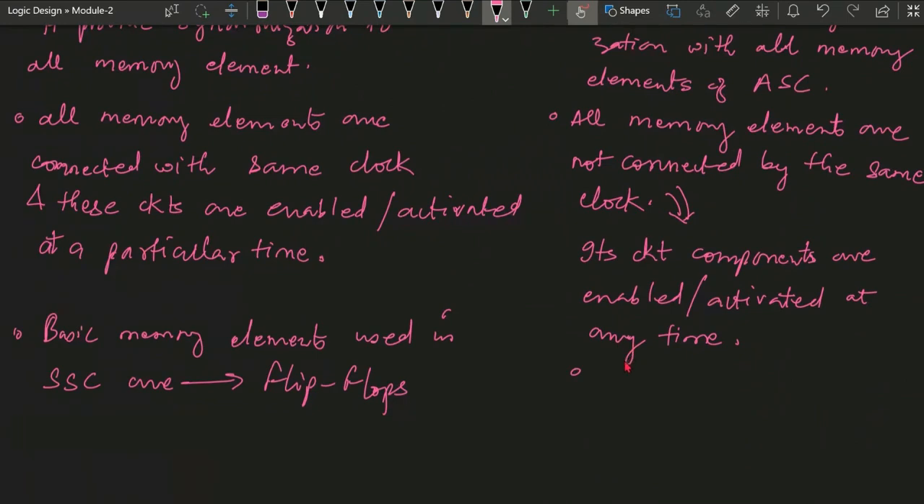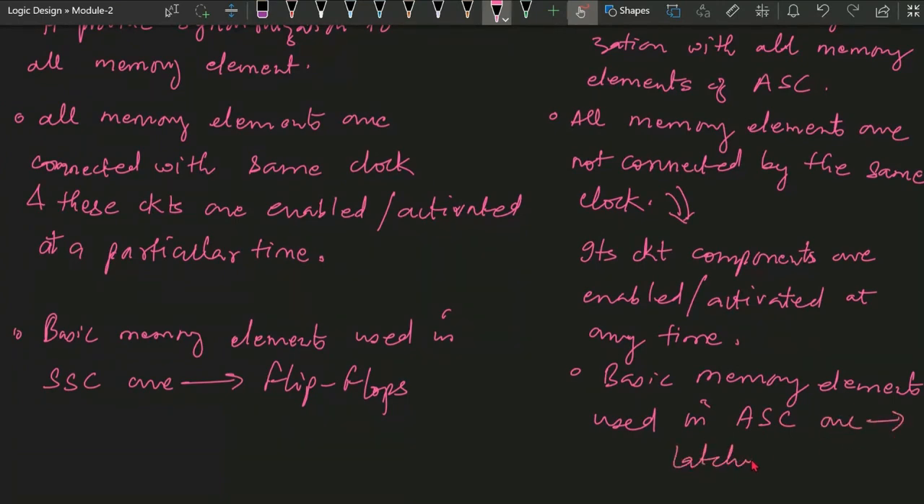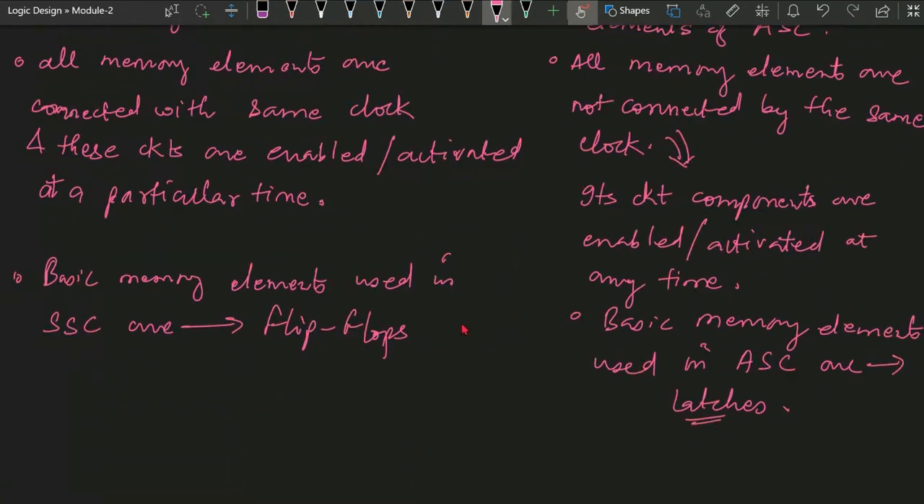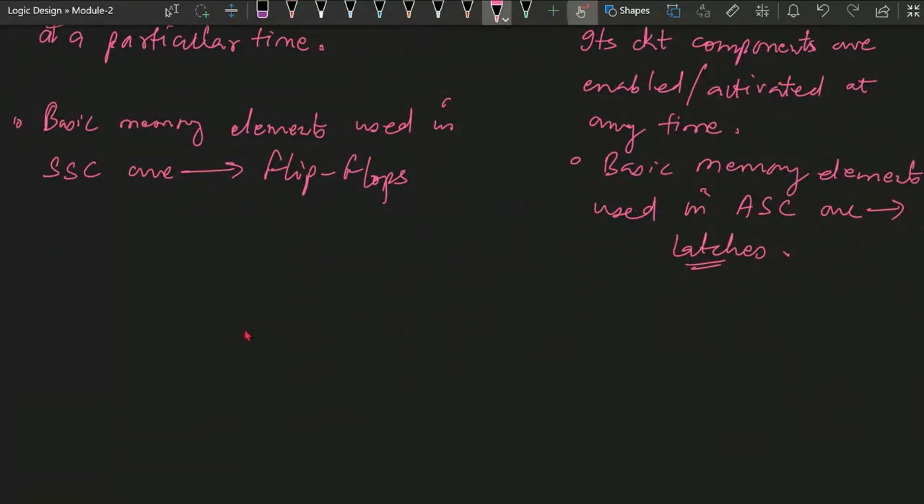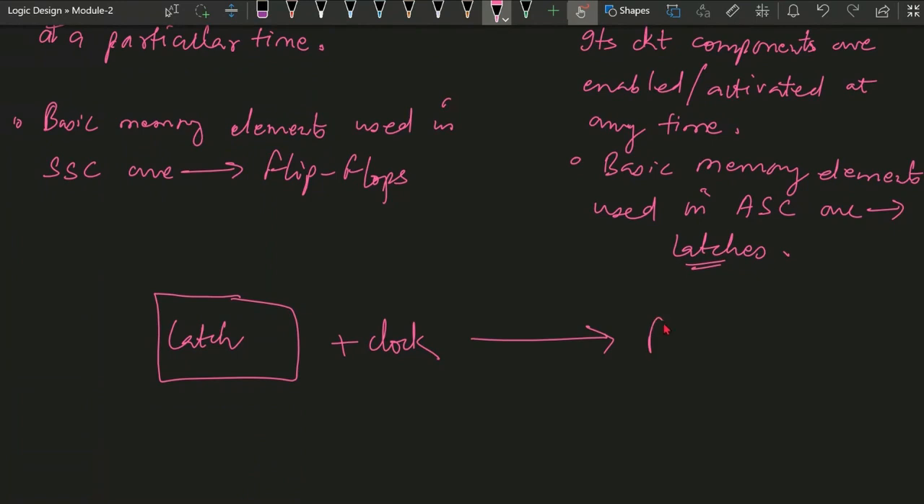And the basic memory elements used in asynchronous sequential circuits are called latches. So what is the basic difference between the flip-flop and latch? In the latch, if we add a clock to it, it becomes a flip-flop. So this is the basic idea between latch and flip-flop.